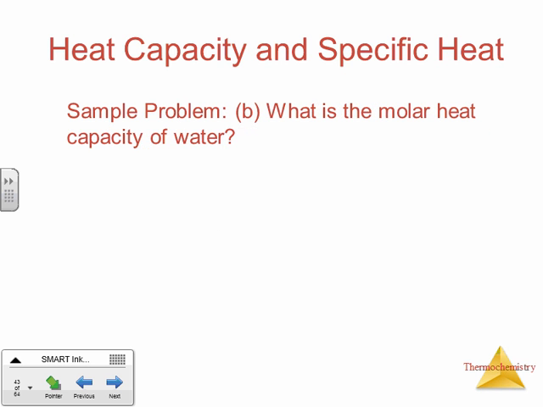Next, what is the molar heat capacity of water? So we just talked about the specific heat capacity, which is 4.18 joules per gram degree Celsius.